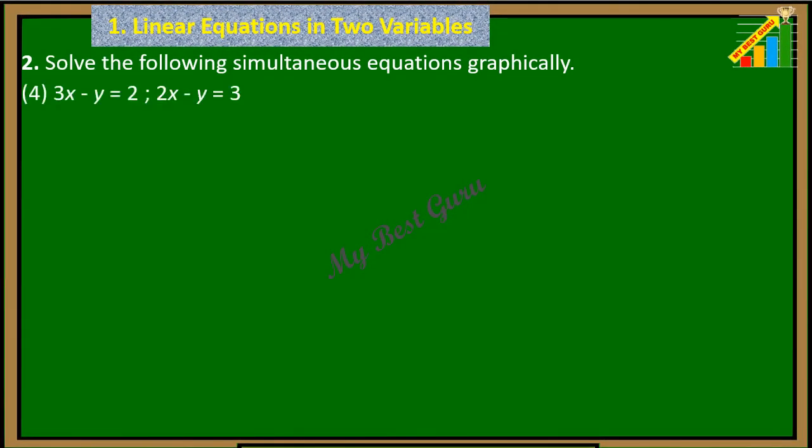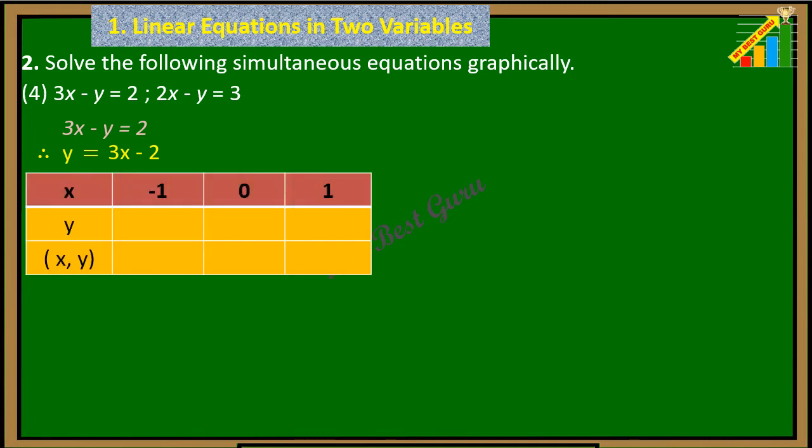Question number 4. 3x minus y is equal to 2 and 2x minus y is equal to 3. So the first equation is 3x minus y is equal to 2. Now find out the value for y from this equation. So y is equal to, just get that y to that side because that is minus. So it is plus y and this plus 2 will become minus 2 on this side. So 3x minus 2. Now you have to just put the values of x as minus 1, 0 and 1.